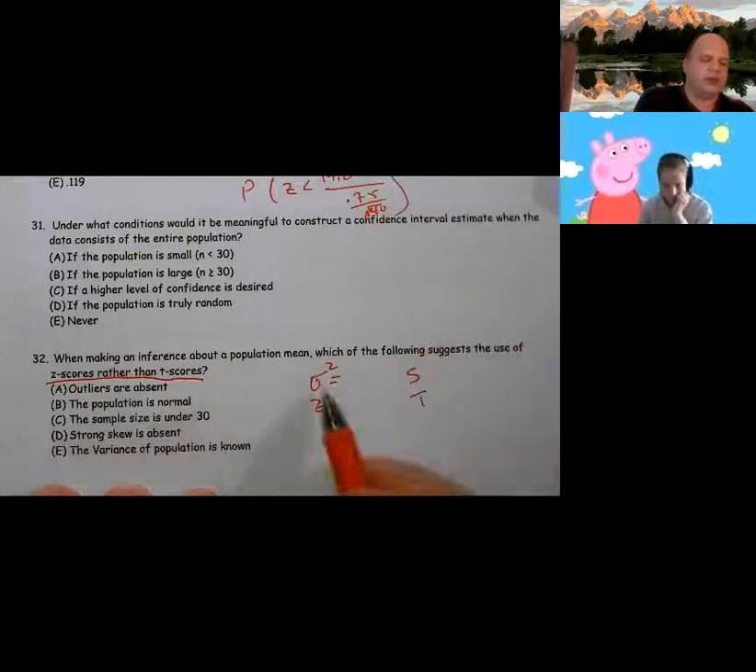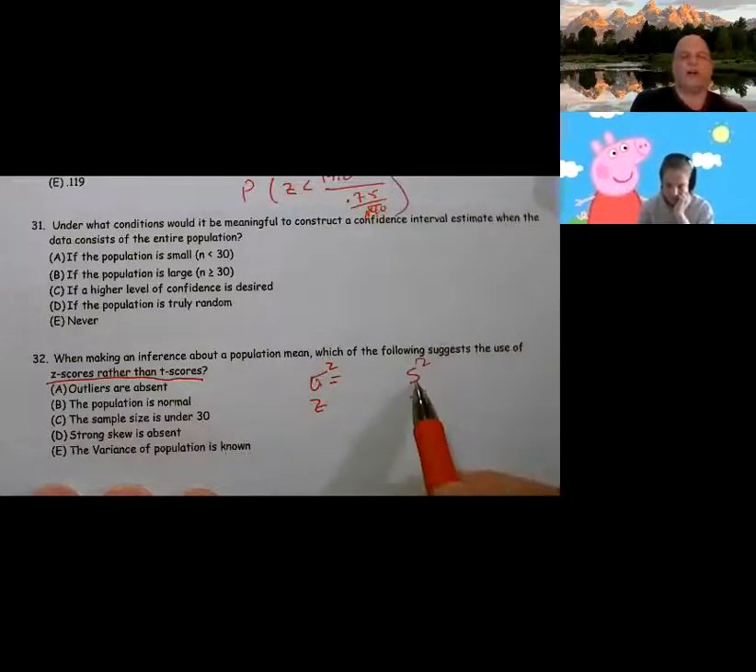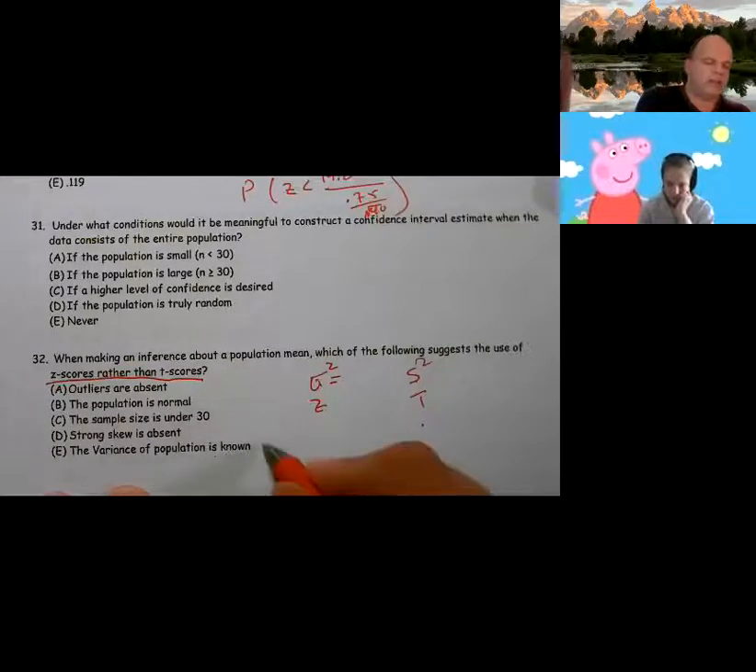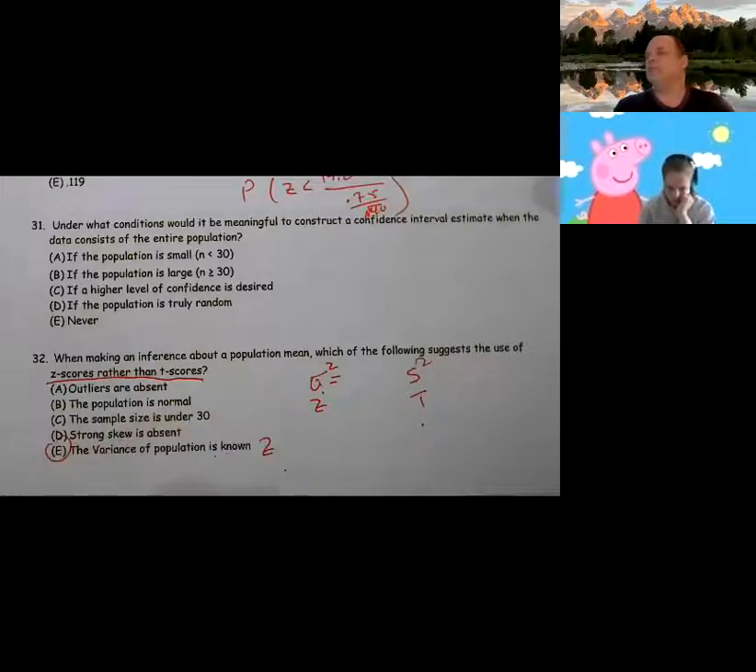So this could also be the variance. If we're using the variance of the sample, it's a t. If we're using the variance of the population, it's a z. So the variance of the population is known. That tells me I get to use a z, because that's saying that I know that value. Okay, so that's number 32.